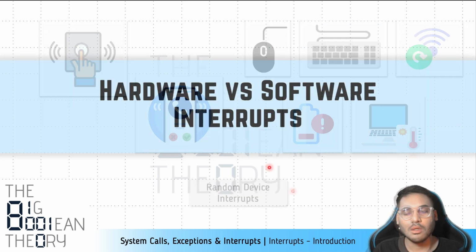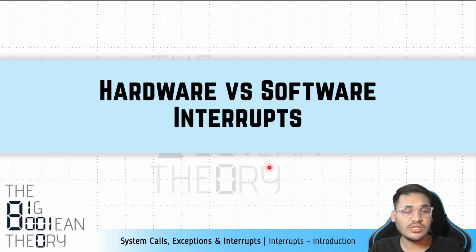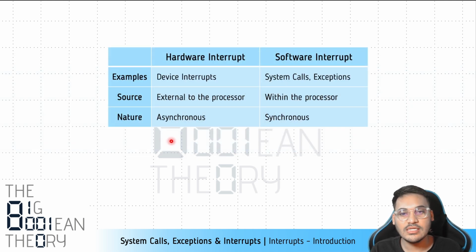So these were the different types of interrupts and the different sources that can happen in the computer system. So the last thing that I want to talk about in this video is to discuss the differences between hardware versus software interrupts. So let's take a look, right? So as you can see in this table, first of all, the examples we have already come across, right?